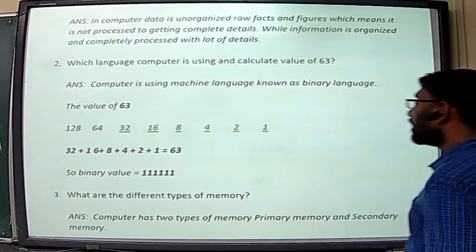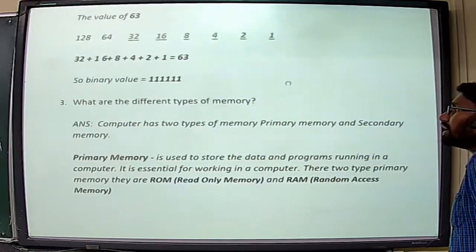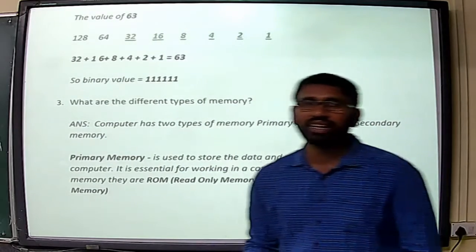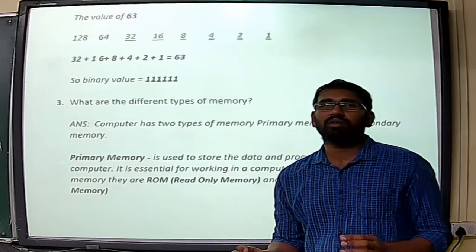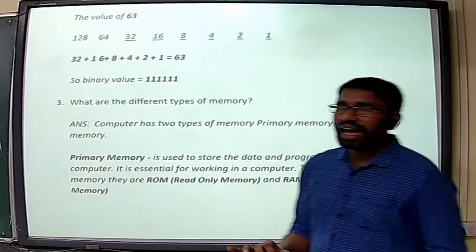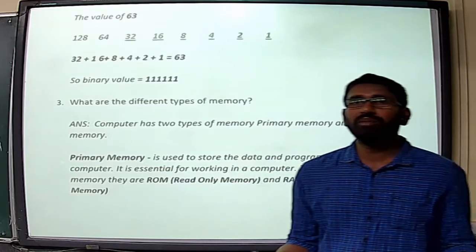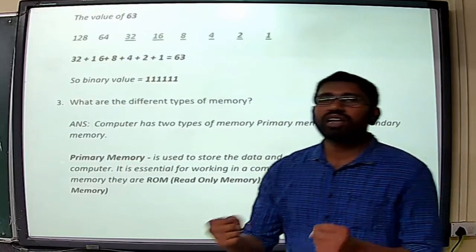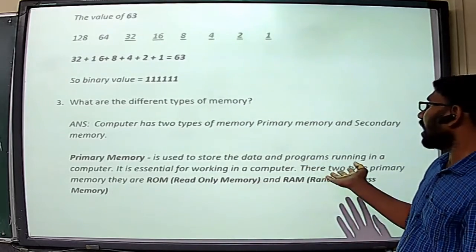Then the third question: what are the different types of memory? Answer: a computer has 2 types of memory, primary and secondary memory. Primary memory is what we use to process in the system. The first one is ROM, which means read-only memory. The second one is RAM, random access memory. ROM helps to start up the system and gives the input-output system information to the processor. The processor understands which devices are connected and initiates the process with the help of the operating system.